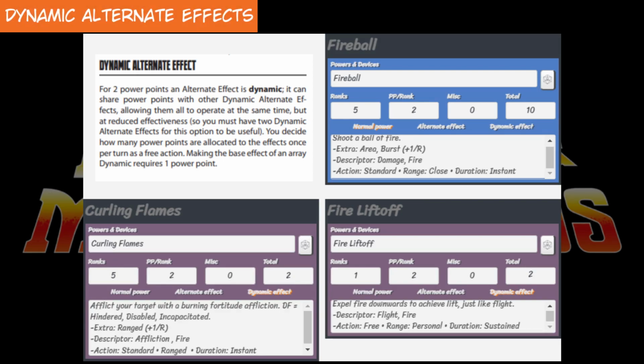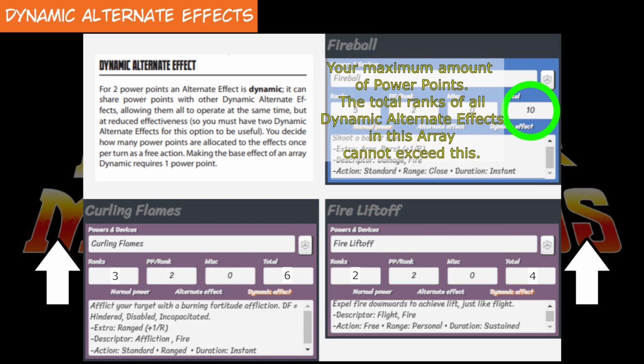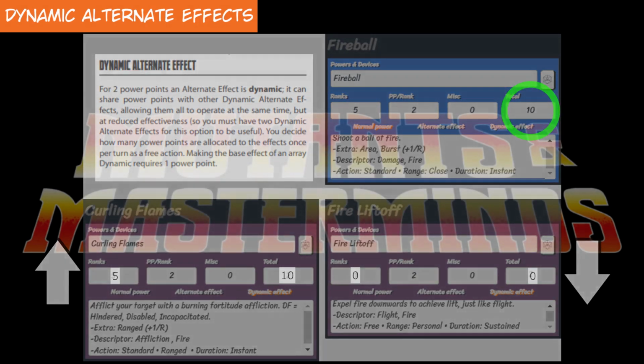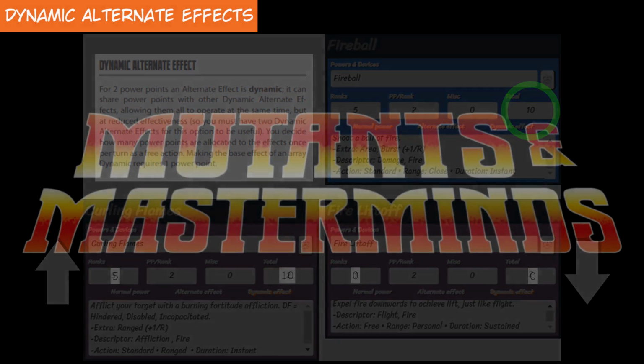Dynamic alternate effects cost 2 power points to make. All dynamic alternate effects share a single pool of power points between each other. Once per turn as a free action, you may freely adjust how many points are allocated to each dynamic alternate effect. This means you can shift more or less to different powers, sacrificing some juice in one power to boost the ranks of a different power. These useful tools should be heavily considered by both GMs and players to boost their kit and increase their options and opportunities.